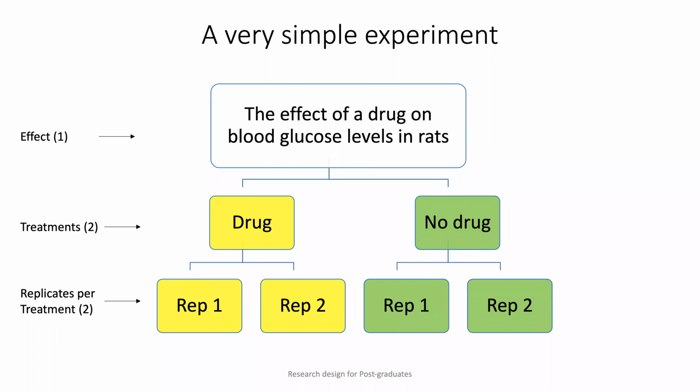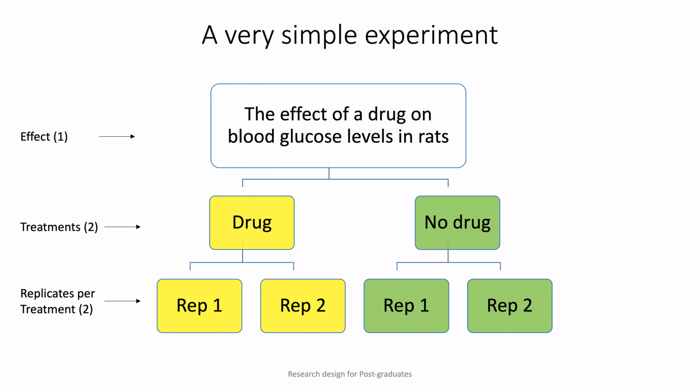We test the effect of a drug on blood glucose levels in rats. That means that, in this very simple example, we have some animals that are being given a drug and some animals that belong to a control group that don't get a drug. And for each of those, we have replicates for each treatment. And for this super simple example, we have 2 replicates per treatment.